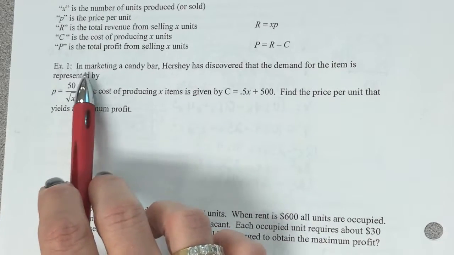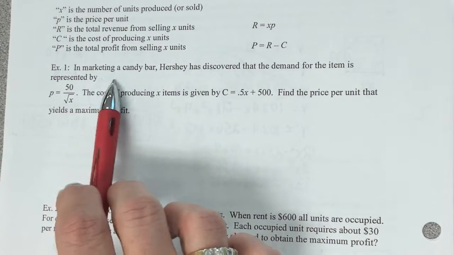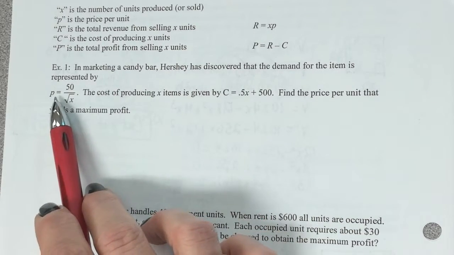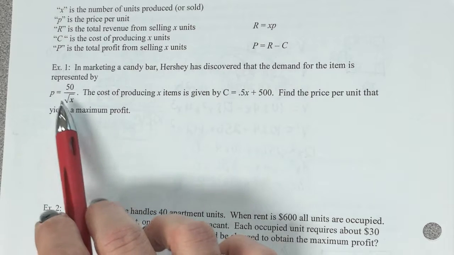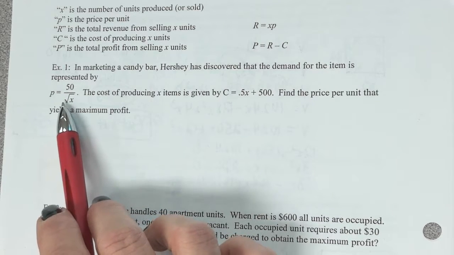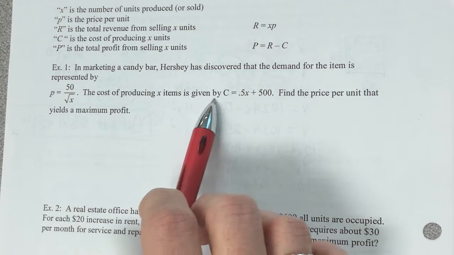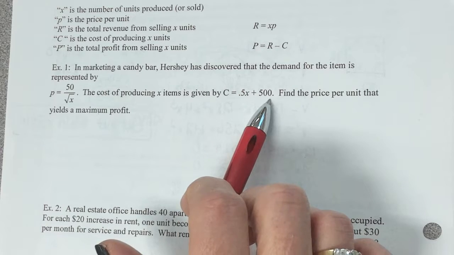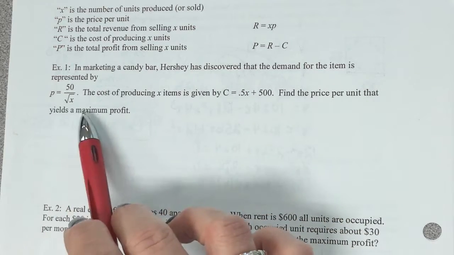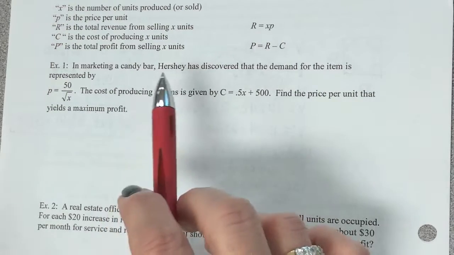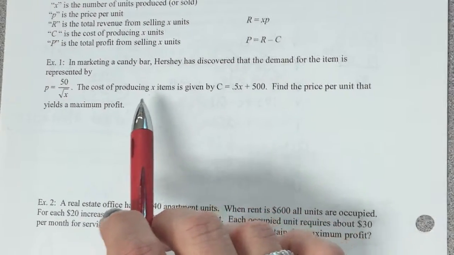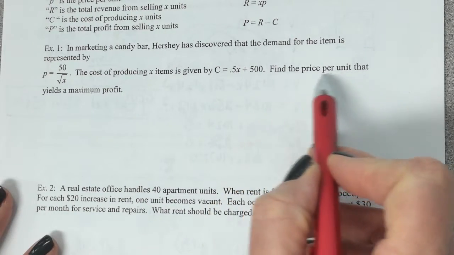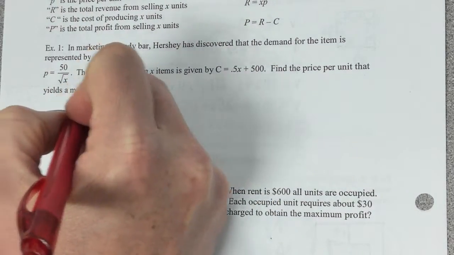So in the first problem, it says, in marketing a candy bar, Hershey has discovered that the demand for the item is represented by this price function. So remember, our price function has to always be based on the demand. The cost of producing X items is given by this function here. C equals 0.5x plus 500. Find the price per unit that yields a maximum profit. Okay, so we've already done this before, but it has been a while. All right, so let's look at how we're going to approach it. So looking again, find the price per unit that yields a maximum profit.